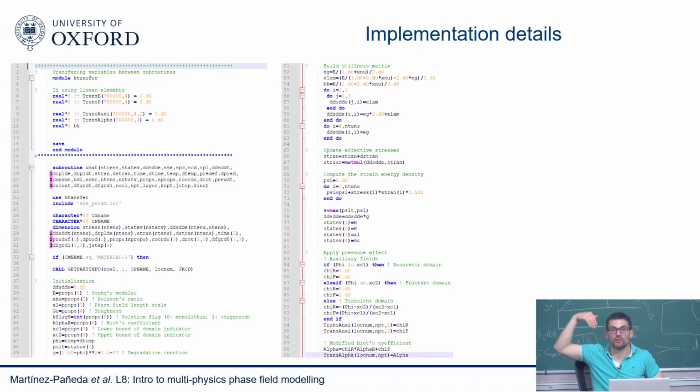Since I'm solving the fluid flow problem in the other part, I need to store the value of those auxiliary fields to transport them there. So if I were dealing with a hydrogen transport problem, maybe here I would have my hydrostatic stress and store it here to use it later.